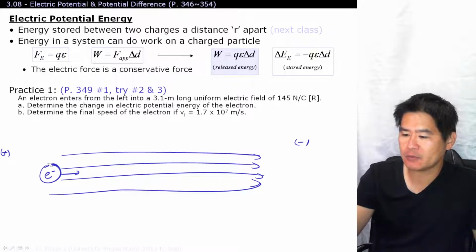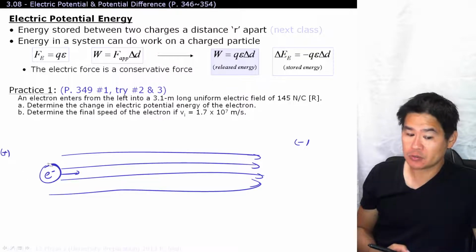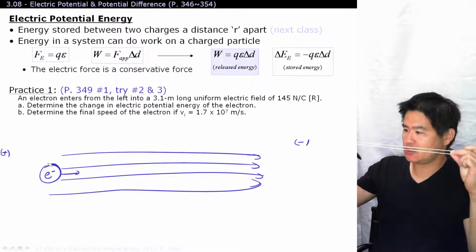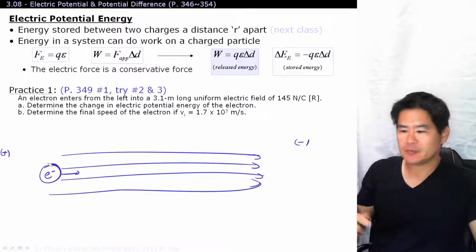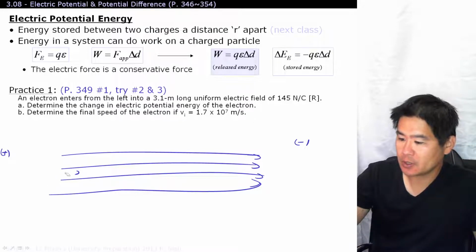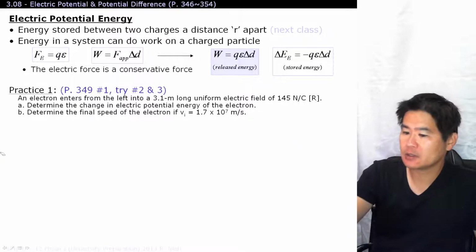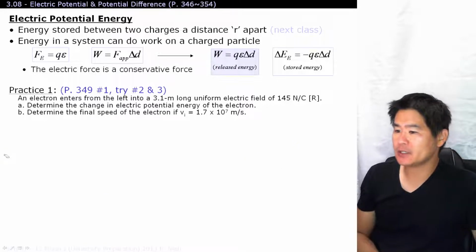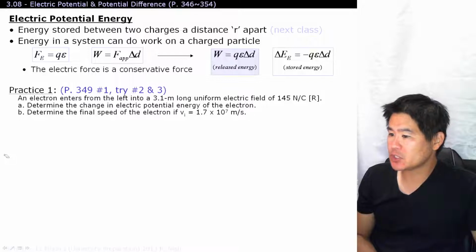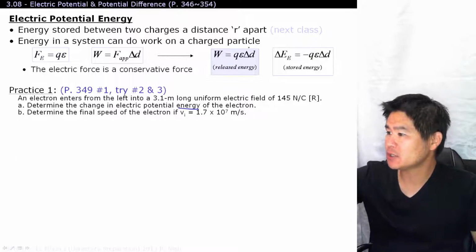Okay, it will decelerate, meaning that energy will be stored. It's kind of like I'm pulling on this and it's slowing down and coming to a stop. So I am storing work into this. Okay, let's go and calculate this. First off, determine the change in electric potential energy. All right, change in electric potential energy acting on the electron.